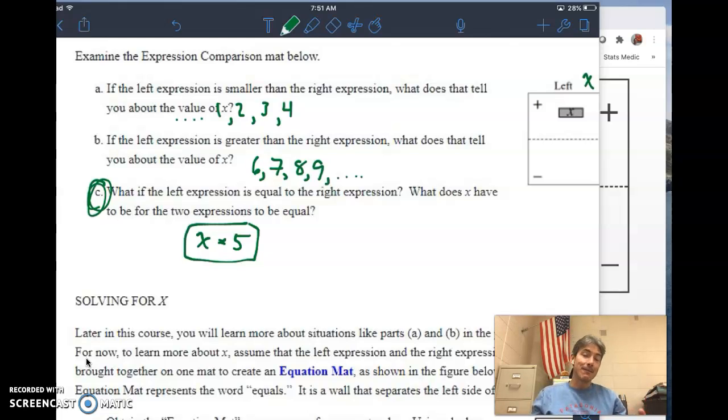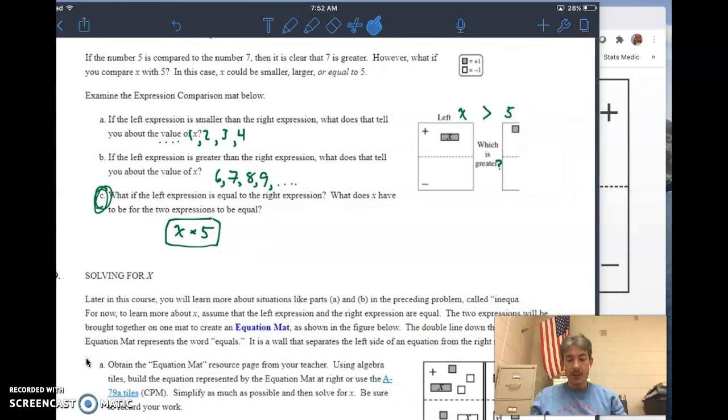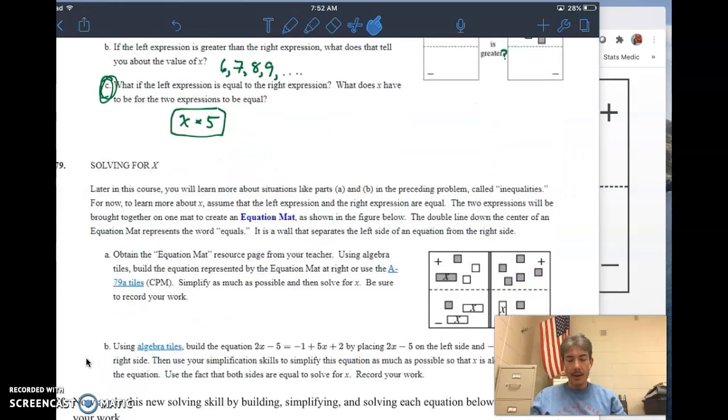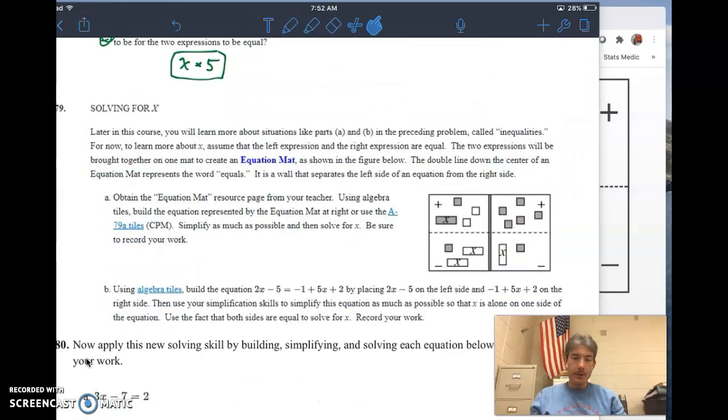Then we know that x and 5 have to be equal, or x equals 5. We have a solution or an equation that gives us that answer. Okay? But today, as we get into doing this solving, we're going to be using a new kind of thing called an equation mat. And thankfully, CPM has built some of these for us. So let me show you what we're going to do.